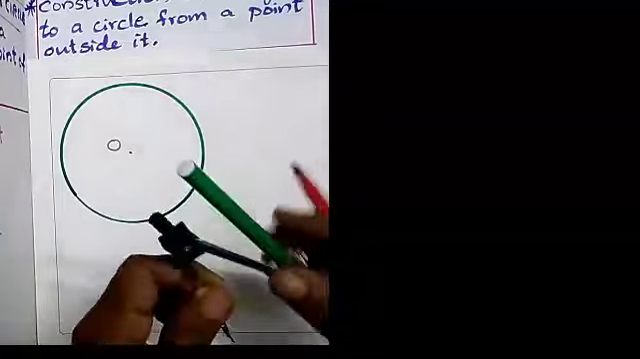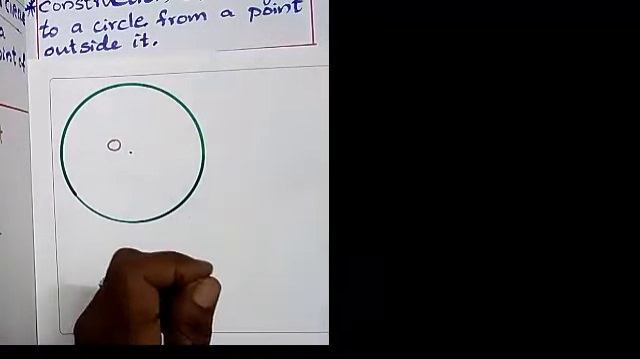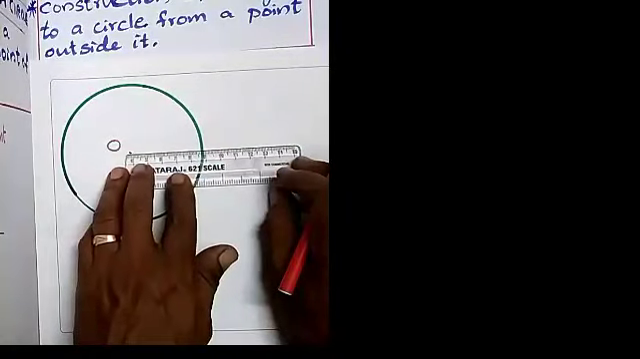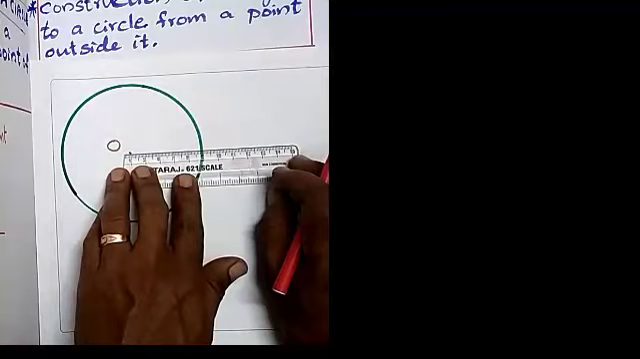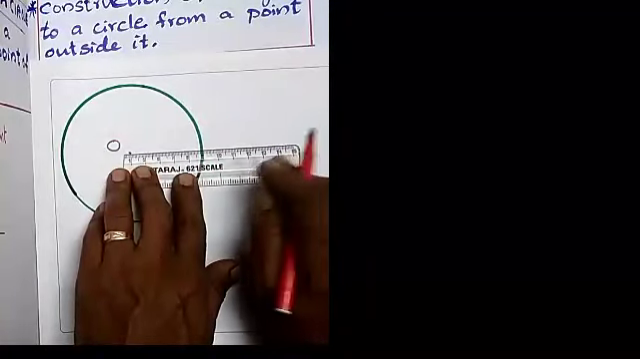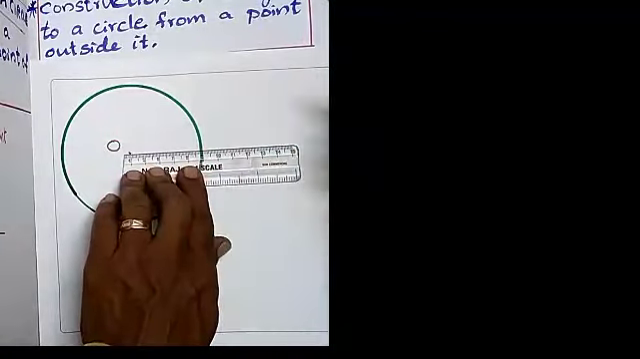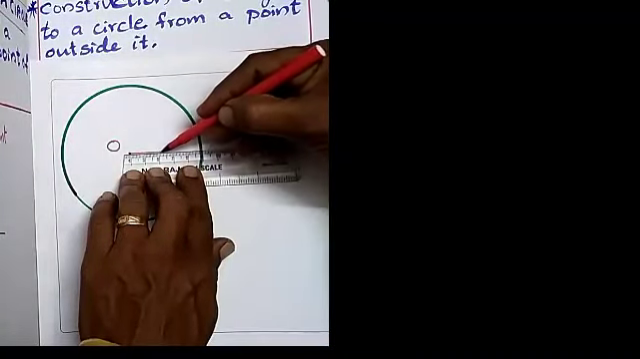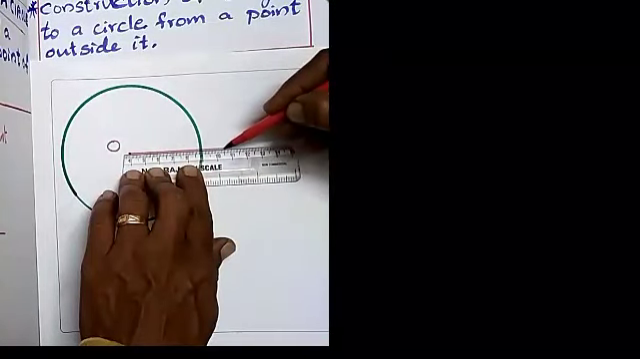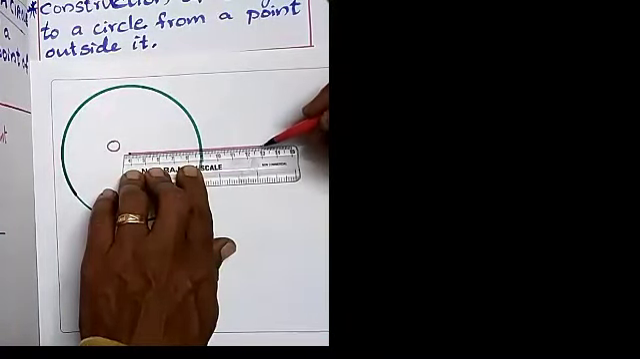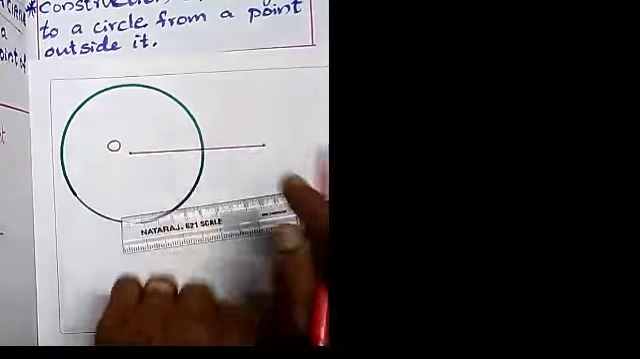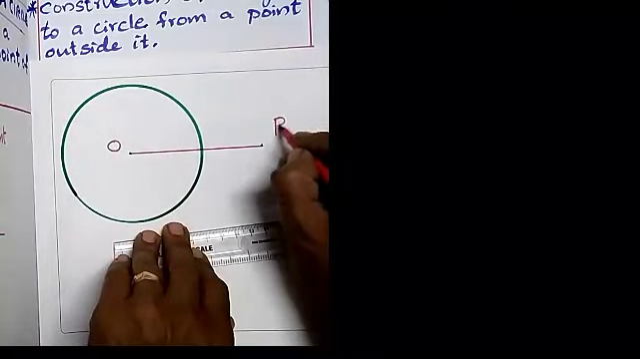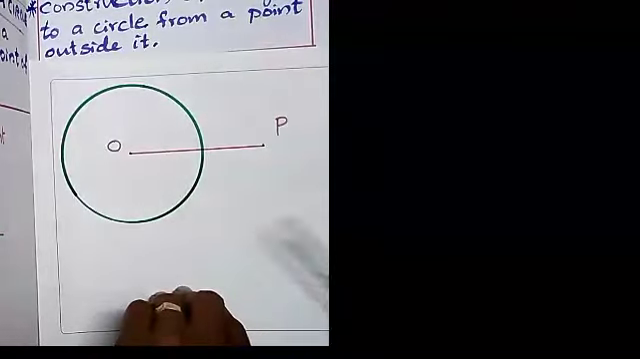And here it is given from the center, how much distance away? From the center, 9 cm away, we need to select the external point. Okay, so you can take that 9 cm distance. From the center 9 cm away, you can select the external point P.